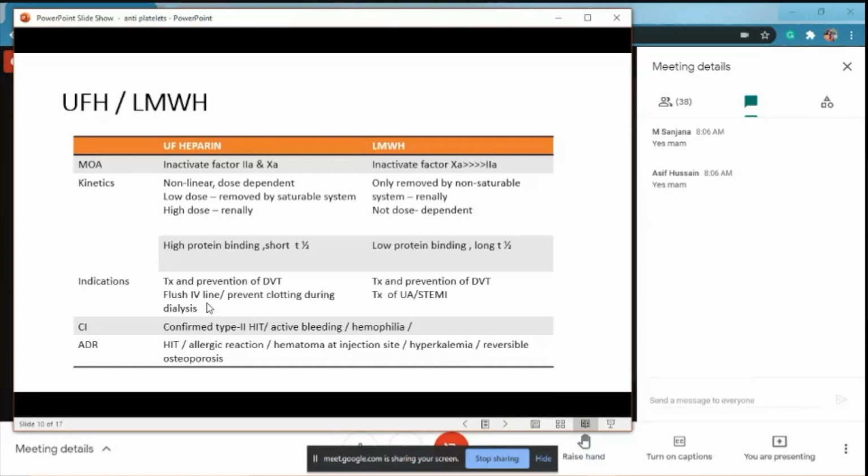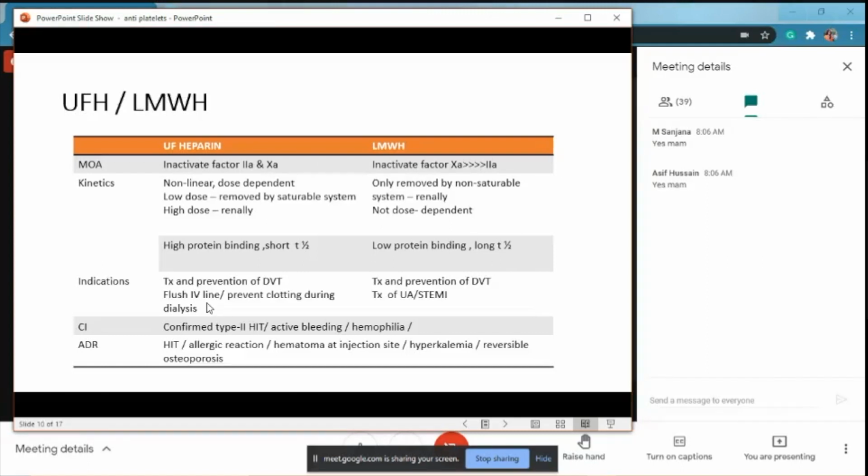Again, heparin has non-linear, dose-dependent kinetics, but low molecular weight heparin is not dose dependent and is eliminated renally. Heparin at low dose is removed by endothelial and at high dose by renal, which gives an advantage that we can use it in renal impairment patients. When it comes to protein binding, heparin has high protein binding and a short half-life, while low molecular weight heparin has low protein binding and a long half-life, which gives an advantage for once daily dosing.